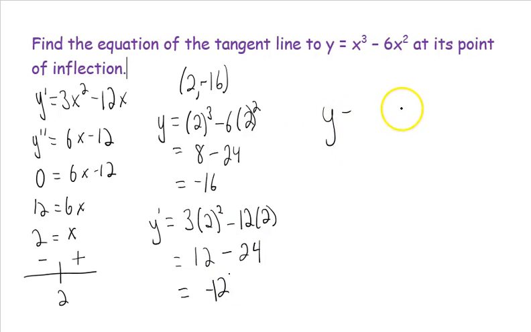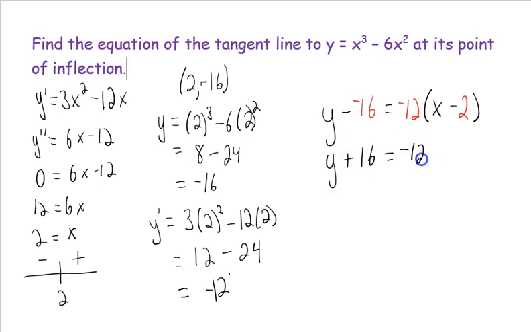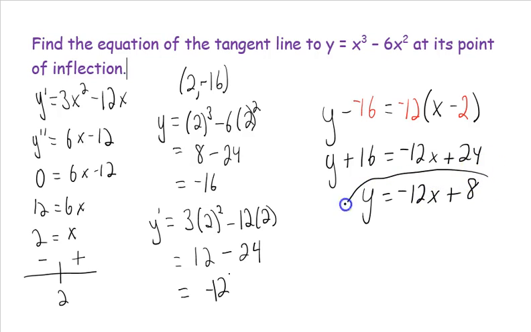Go to write my equation in point slope form. Plug in the y value of my point, the x value of my point, and my slope. And I'll go ahead and solve this out as well. Again, this is fine for free response. So y plus 16 equals negative 12x plus 24. And then subtract my 16, I get negative 12x plus 8. And so this is my final answer, the equation of my tangent line.